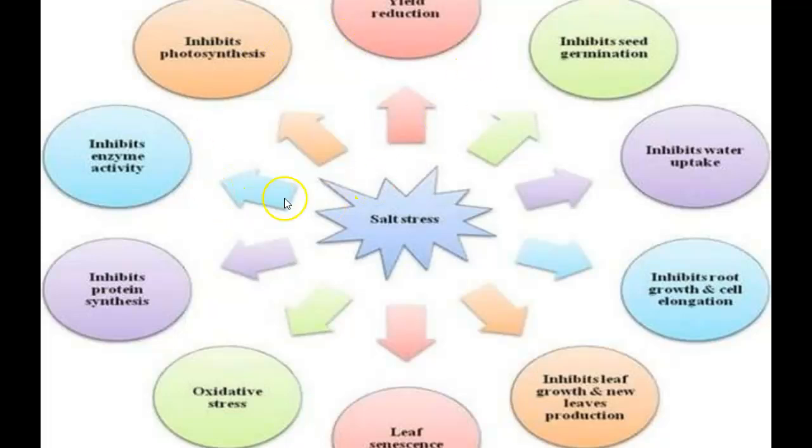So overall, if we talk about the effects of salt stress, it inhibits seed germination, inhibits water uptake, inhibits root growth and cell elongation, and also inhibits leaf growth and leaf senescence. Oxidative stress will be produced, and it will inhibit protein synthesis. When there is no protein synthesis, there will be no enzyme activity, there will be no photosynthesis, and overall there is a reduction in the growth of the plant.